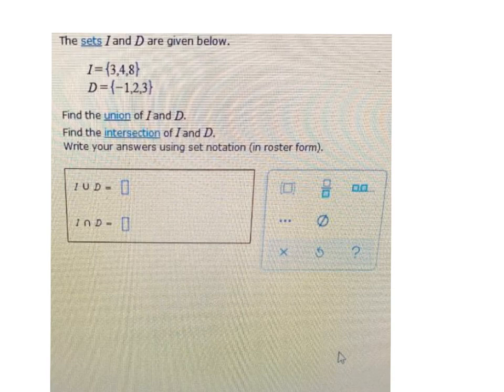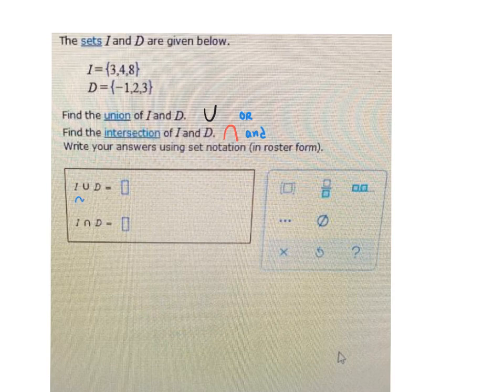Okay, in this topic we're looking for the intersection and union of two sets. So set I has these three numbers, 3, 4, and 8, and set D has these three numbers, negative 1, 2, and 3. Now when you see a union of two sets is typically when you have the U, and an intersection of two sets is when you have the upside down U. Kind of looks like an A without the bar. So a U means I want or, and an intersection means and.